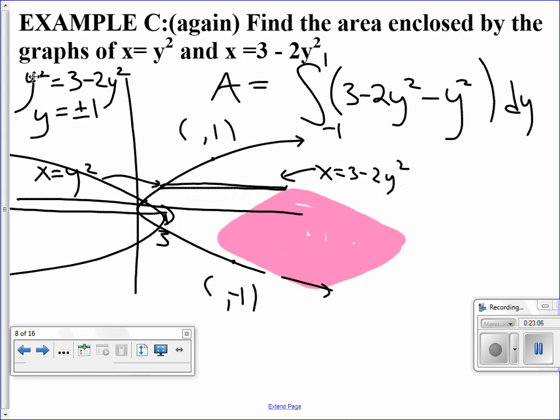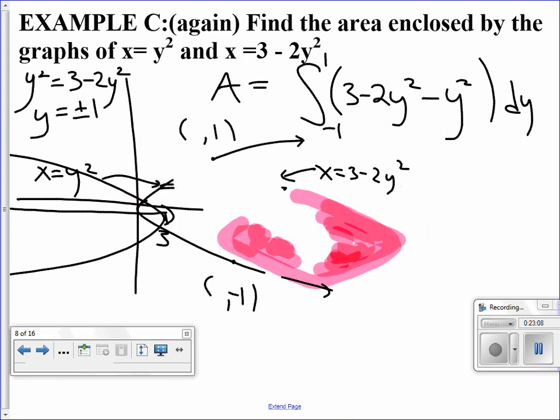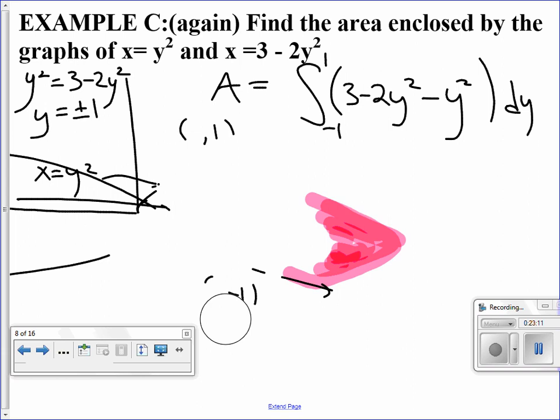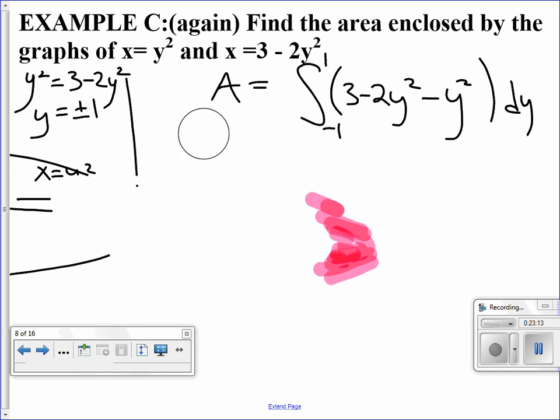All right, I'm just erasing it. That was cool. That was very cool.